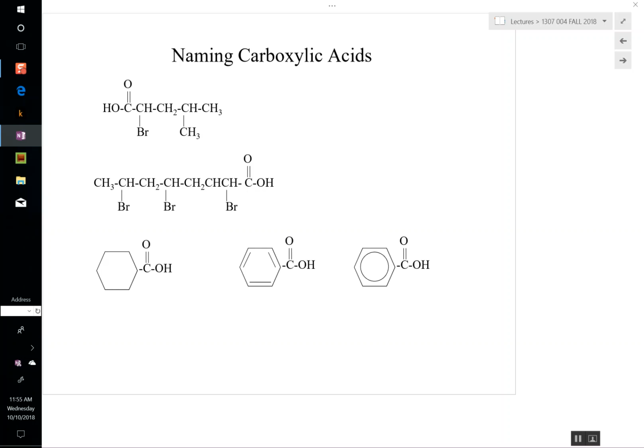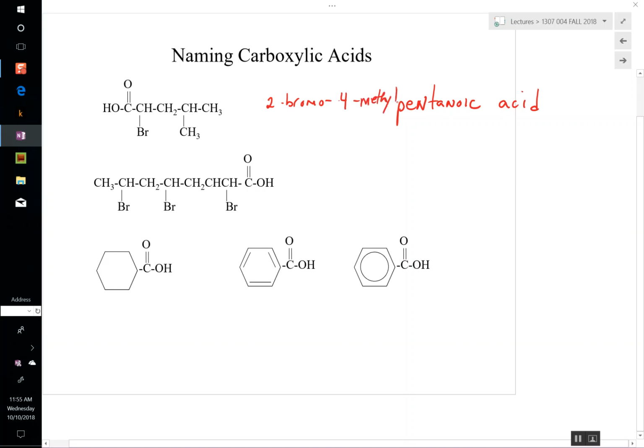What's the longest chain on the first one? 5. So pentanoic acid. And then what else is on there? 2-bromo out in front. 4-methyl.